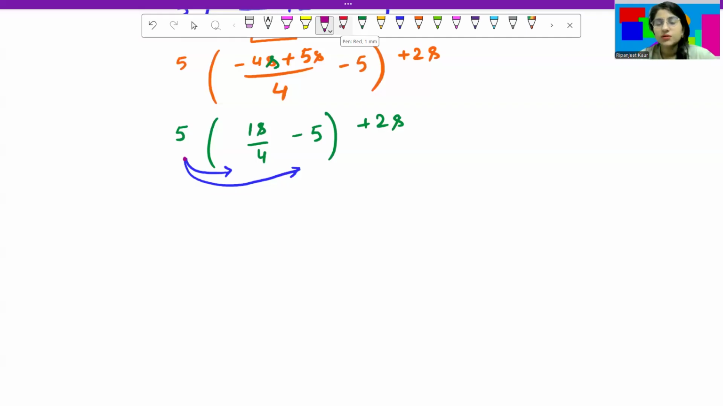We cannot do that, because we don't need to do the LCM of this term and this term, because they are not the same term. We are not supposed to be solving the bracket inside now. We need to be distributing what is outside. 5 is outside. We need to distribute it inside, so 5 over 1 times 1s over 4 is 5s over 4.